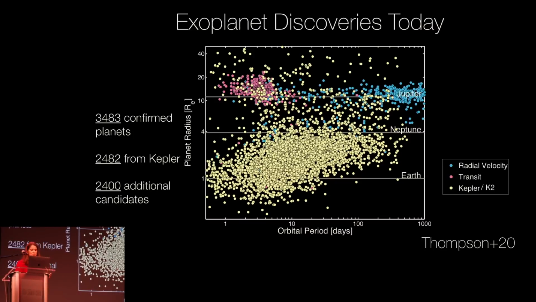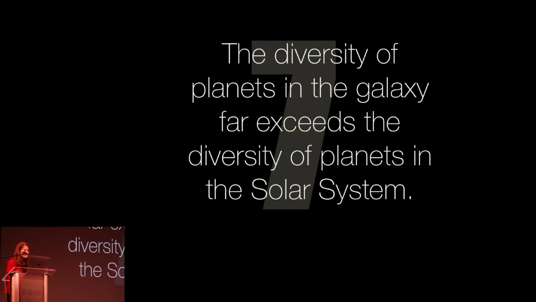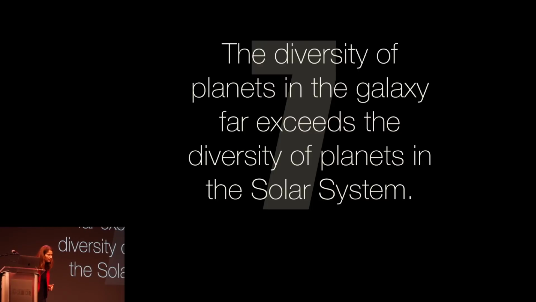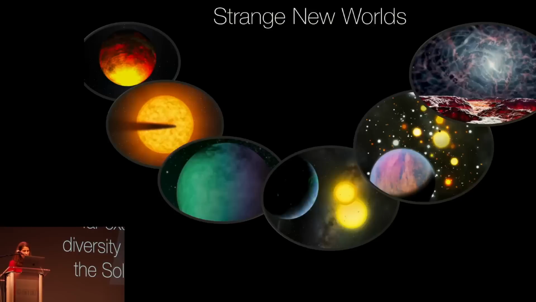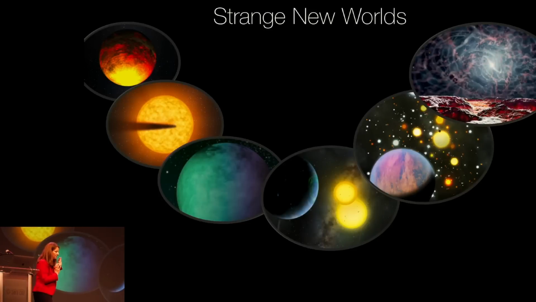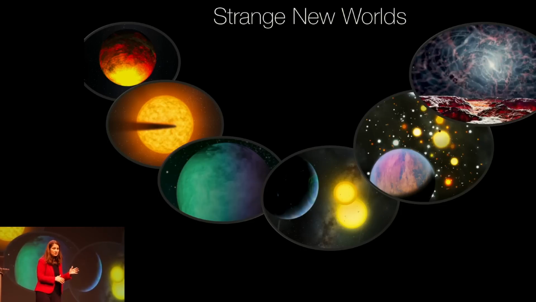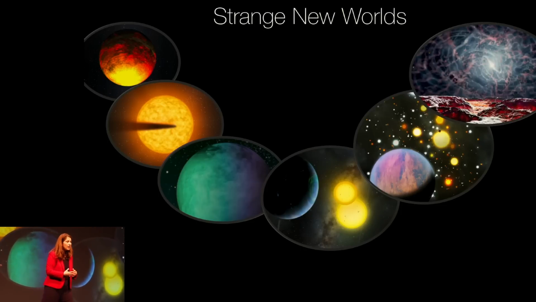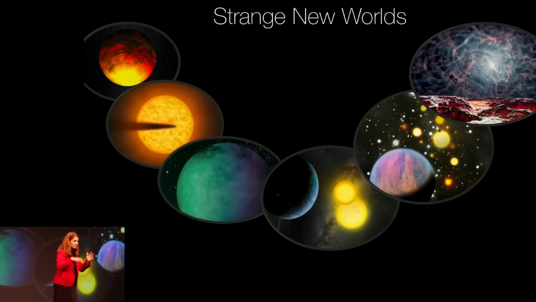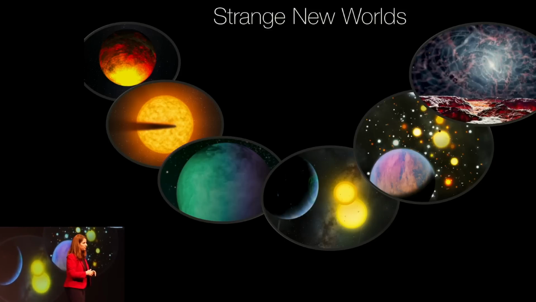And one of the things that we learned almost immediately from Kepler is that the diversity of planets in the galaxy far exceeds the diversity of planets in our solar system. We found all kinds of crazy things, and I'm just showing a few of the thumbnails of artists' conceptions of these worlds. And I'm just going to quickly run you through some of them.